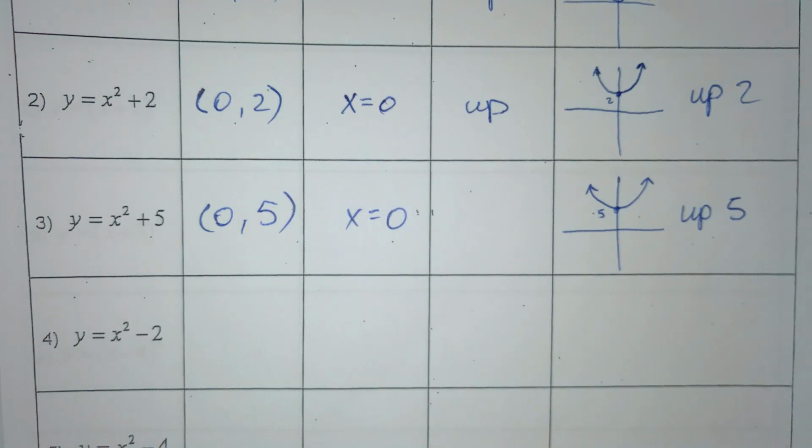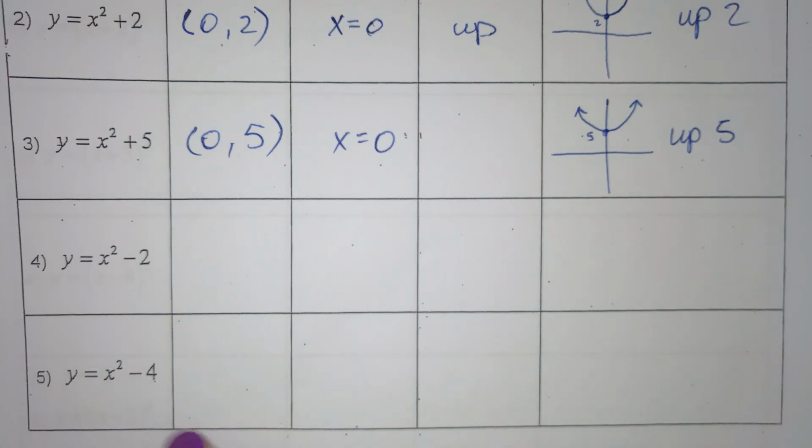Okay. So let's do this one instead then. Number 5. What do you think x squared minus 4 does? y equals x squared and then minus 4. What do you think it will do? Move down. By how much?